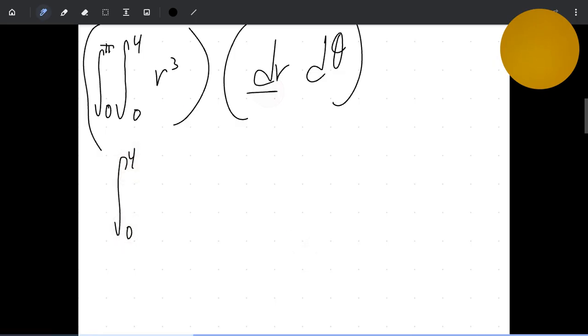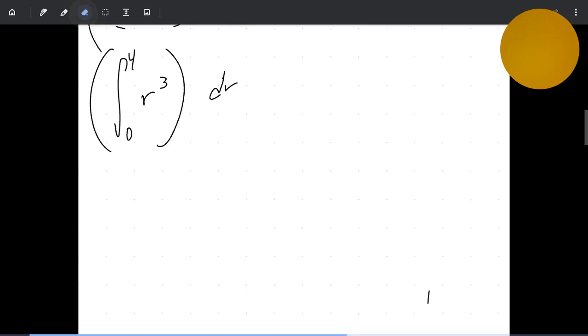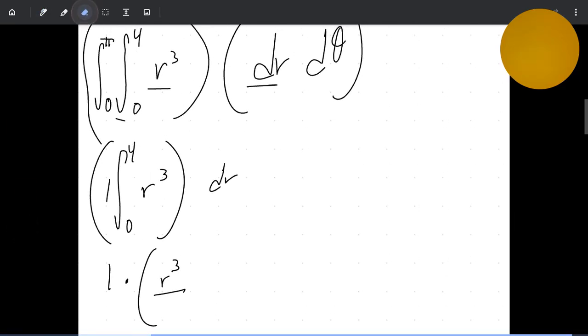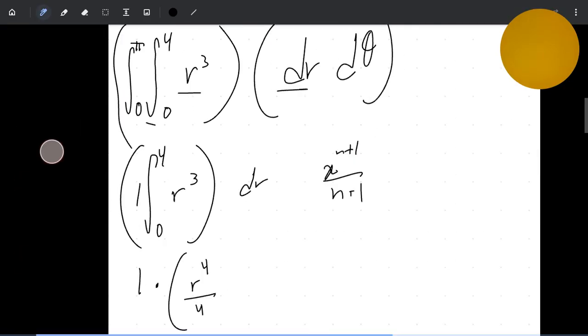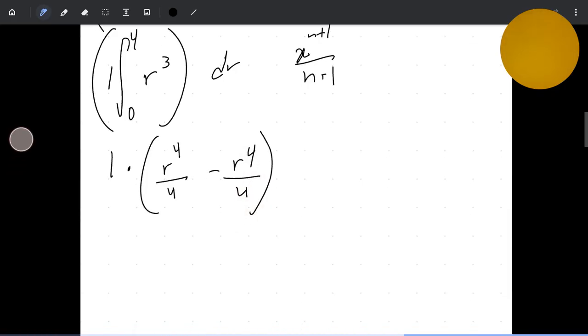We're going to first integrate r squared dr. We're going to take the first integral, ranging from 0 to 4, dr. Since there's no constant, as I've told you, if there's no constant, it's just going to be 1 outside, so we're just going to put 1 multiplied with r to the 4th over 4. If you remember the power rule, you have to remember that as well, please. So minus r to the 4th over 4. This is not 0. Do not get confused.